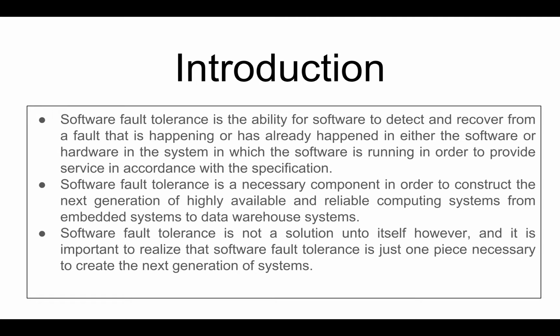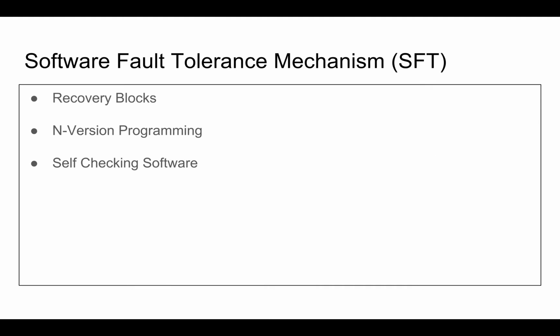The software fault tolerance technique is important for building next generation reliable systems, as the ongoing process should not stop the user's computing experience. This is not a solution to the faults or the interrupts, but a very valuable technique to create a reliable next generation system. We are going to go through the three main mechanisms of software fault tolerance: recovery blocks, N-version programming, and self-checking software.